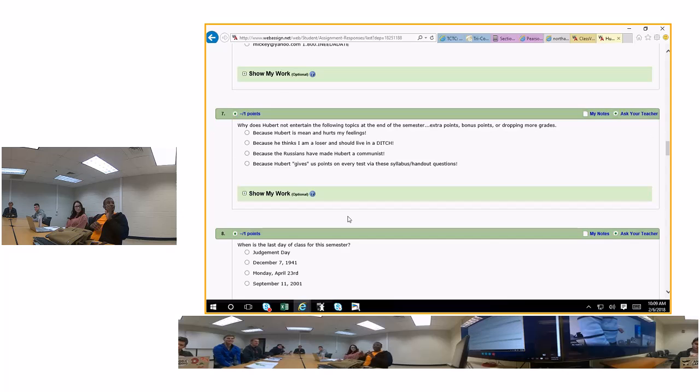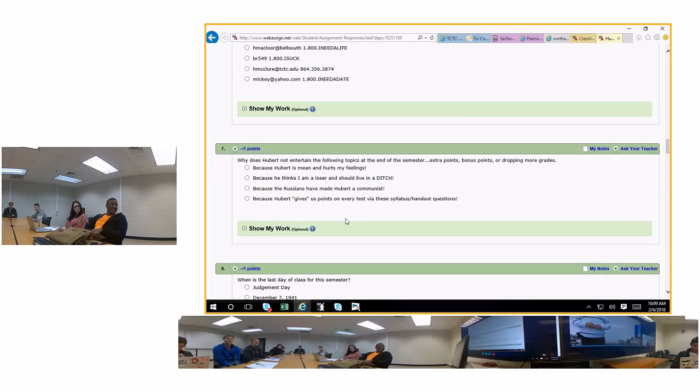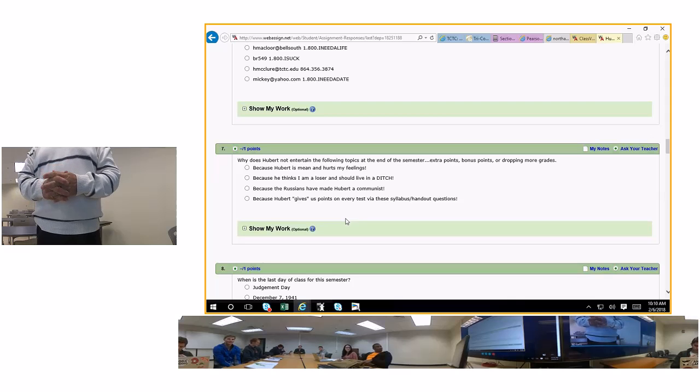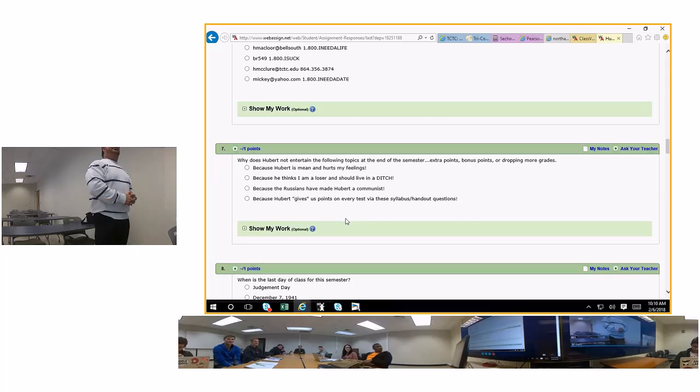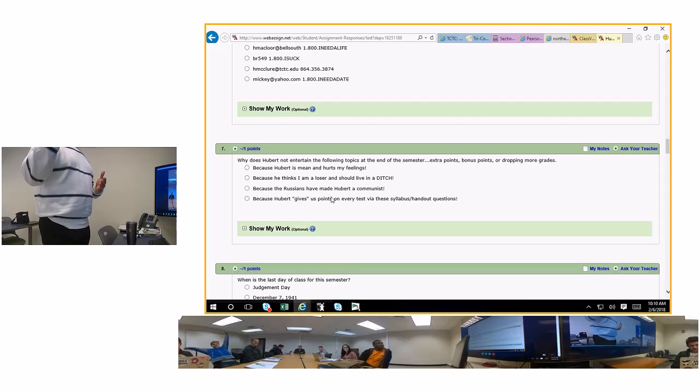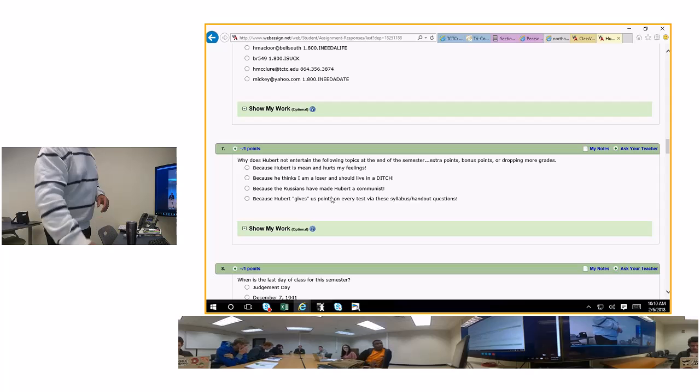Oh, not really. Why does Hubert not entertain the following topics at the end of the semester? Extra points, bonus points, or dropping more grades? Because Hubert is mean and hurts my feelings. Because I think I'm a loser and I should live in a ditch. Because the Russians have made Hubert a communist. Because Hubert gives us points on every test via these syllabus handout questions. The last one. Have you noticed a pattern with the answers? Unless you're a moron, you should be able to get the right one. Yeah.